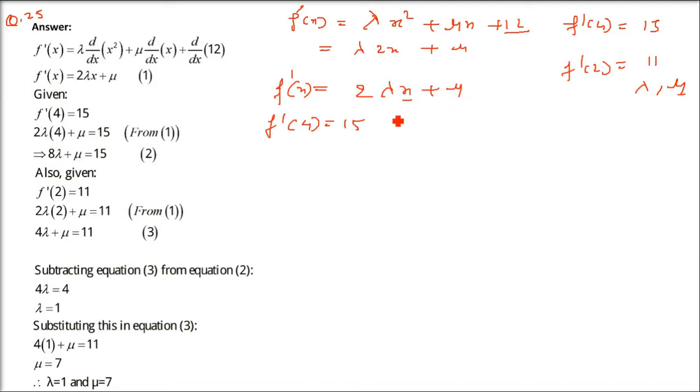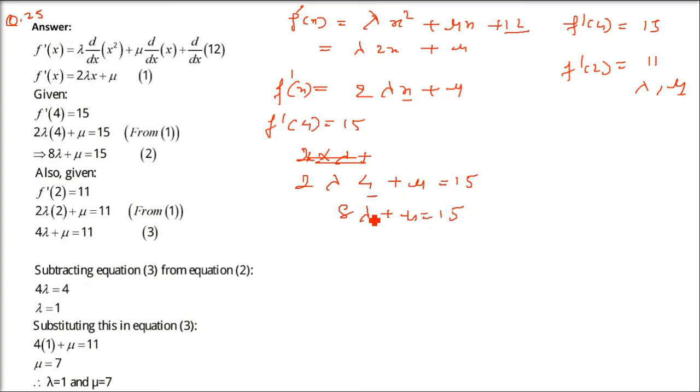Just put 4. So 2 into λ into 4 plus μ. I am just putting x as 4. Because f'(4) is 15, and f'(2) is 11, that will make two equations. 2 into λ into 4 plus μ is clearly given as 15. So this equation is 8λ + μ = 15. This is our first equation.